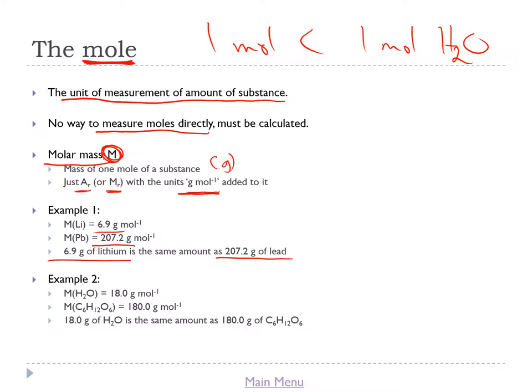Another example, we might have 18 grams of water and 180 grams of glucose. 18 grams of water and 180 grams of glucose are the same amount of substance, even though their masses are very different. That is the idea of the mole.